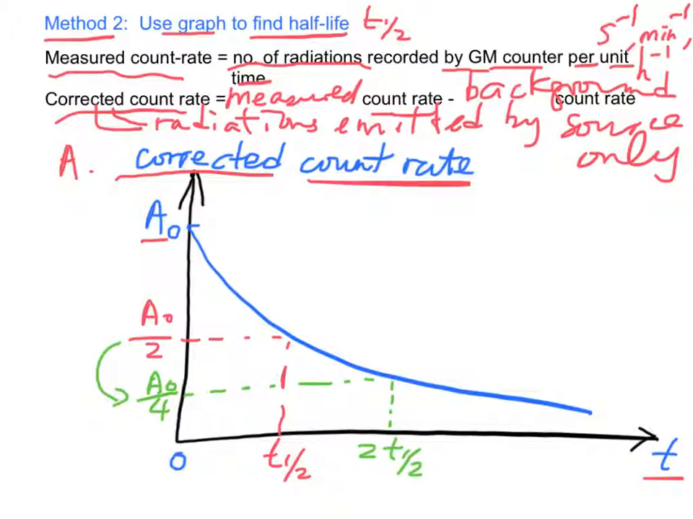Similarly, if the activity drops further by 1/2 to A naught over 8, the time taken is also equal to 1 half-life, and the total time taken from A naught to A naught over 8 will be 3 half-lives. Notice that the half-life is a constant value for a certain radioactive source. This is the property of an exponential curve.